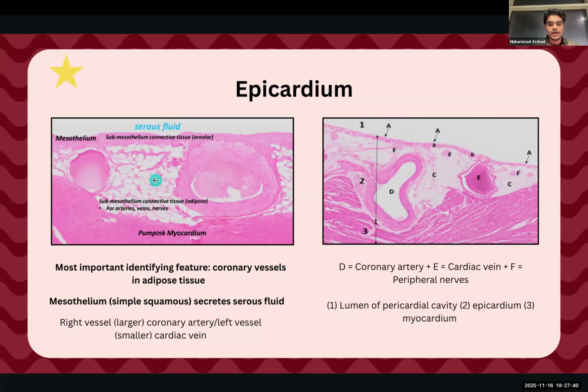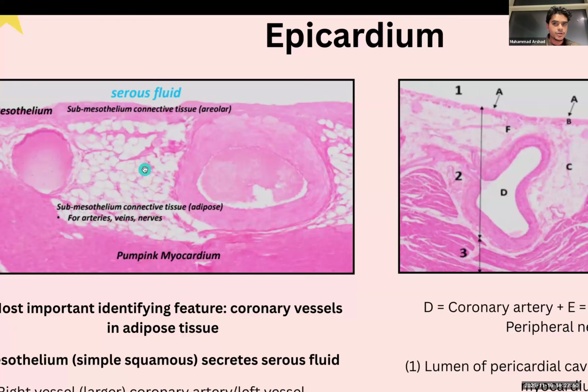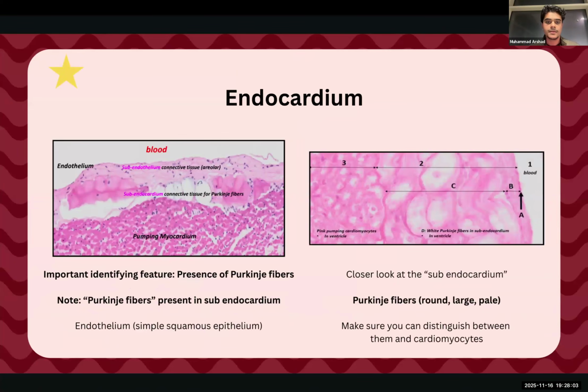And you guys should also be able to tell where the epicardium is ending and the myocardium is beginning. The epicardium is dominated by this white adipose tissue, whereas the myocardium is dominated by these pink cardiomyocytes. You can see again here, this is all very dark pink, and this is all white. So it helps distinguish the epicardium from the myocardium.